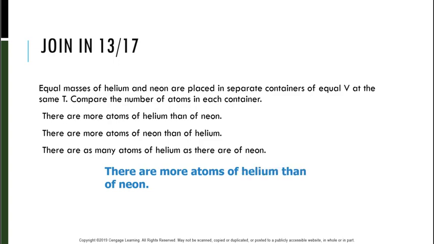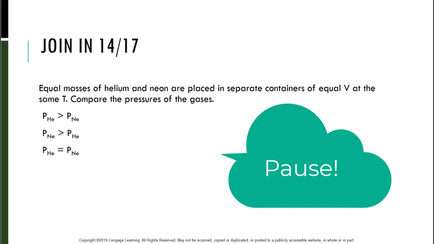There are more atoms of helium than neon if there are equal masses, because neon weighs a lot more, so there's going to be a lot more helium to have that same mass. Pause here.